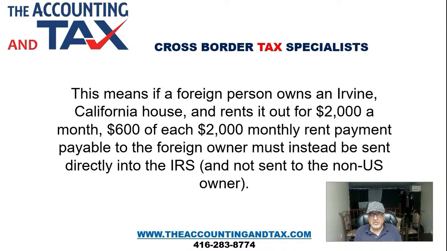This means if a foreign person owns an Irvine, California house, for example, and rents it out for $2,000 a month, $600 of each $2,000 monthly rent payment payable to the foreign owner must instead be sent directly to the IRS and not sent to the US non-resident owner.